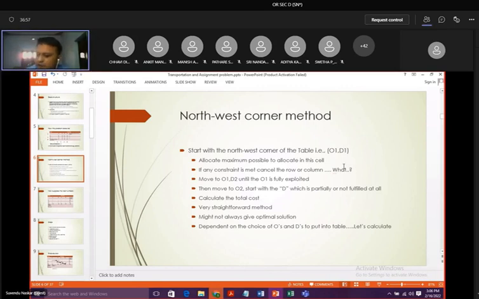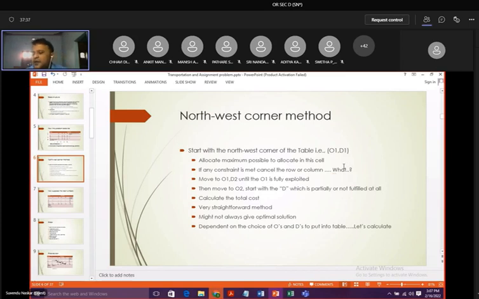Now, which constraint have I fulfilled? D2 column. Correct. So cancel that column. Now I have a 2 by 2 matrix. Which one should I start with? O2 D3. Perfect. How much max can I allocate? 100. Great. Discard the O2 row and now also change 400 in the D3 column to 300.